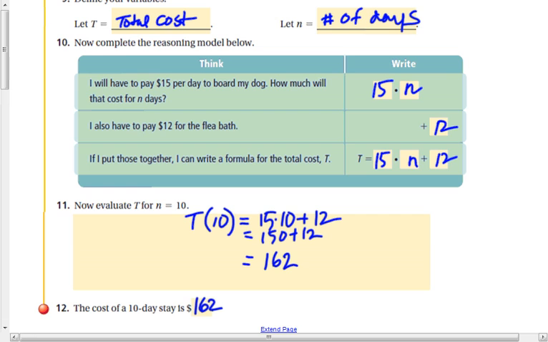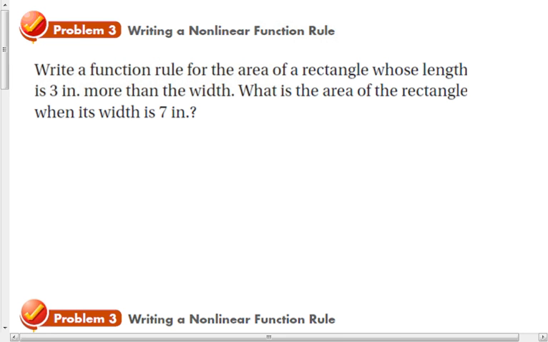Okay, remember we can have linear or nonlinear functions, and you can write a function rule for either. So we want a rule for the area of a rectangle whose length is 3 inches more than the width. What is the area of a rectangle when the width is 7 inches? Whenever I'm doing a problem that involves geometry, I like to make a drawing to represent what I have, and that helps me think about what the expressions are going to be. It says the length is 3 more than the width. So the length is really a function of the width. Whatever the width is, the length will be 3 more than that. And then the area, remember, is length times width.